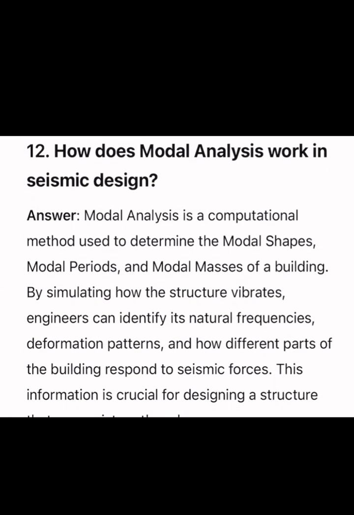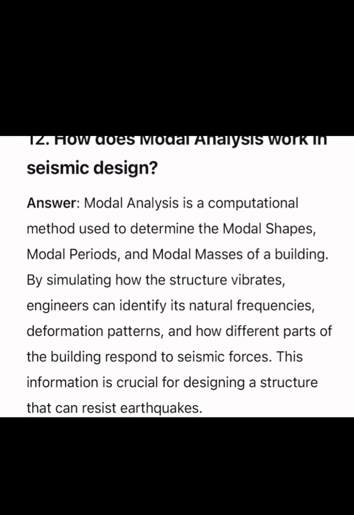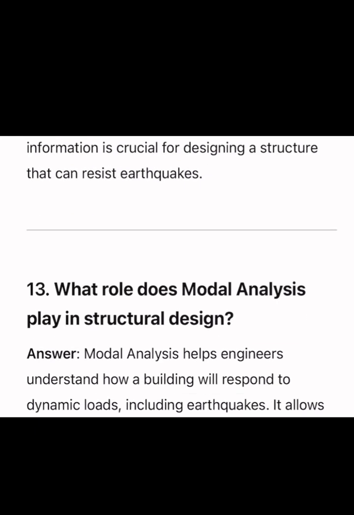How does modal analysis work in seismic design? Modal analysis is a computational method to determine the modal mass, modal shape, and modal period of a building. By simulating how the structure vibrates, engineers can identify its natural frequencies, deformation patterns, and how different parts of the building respond to the seismic forces. This information is crucial for designing a structure that can resist earthquakes.